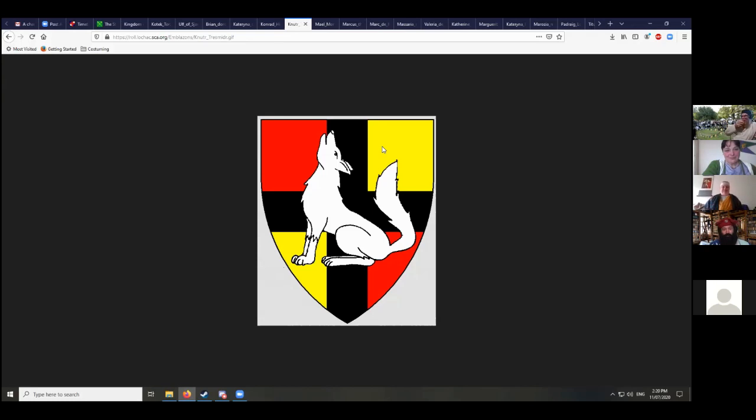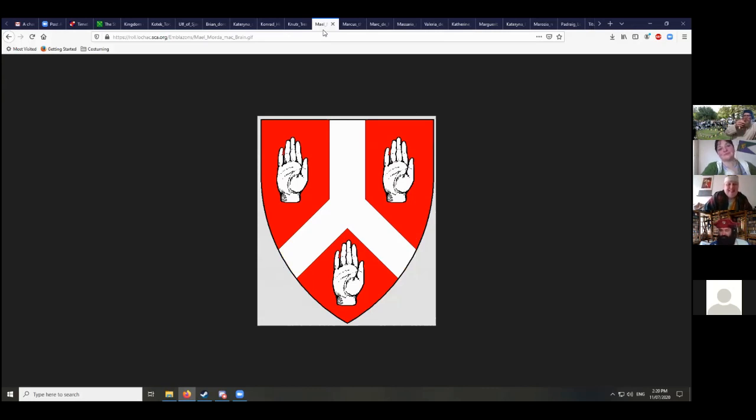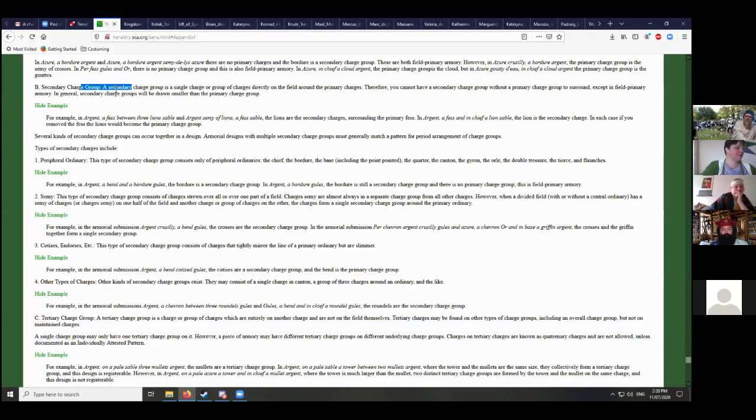So that's charges overall. And from memory, my next example involves primary and secondary charges. Fantastic. So I'll make a note of where that one is and head back to SENA and we'll start talking secondaries. A secondary charge group is a single charge or group of charges directly on the field. So it has to be still on the field, right? Around the primary charges. Therefore, you cannot have a secondary charge group without a primary charge group to surround, except in fields primary armory, which is complex, and we'll just gloss over that one for now. In general, secondary charge groups will be drawn smaller than the primary charge group.